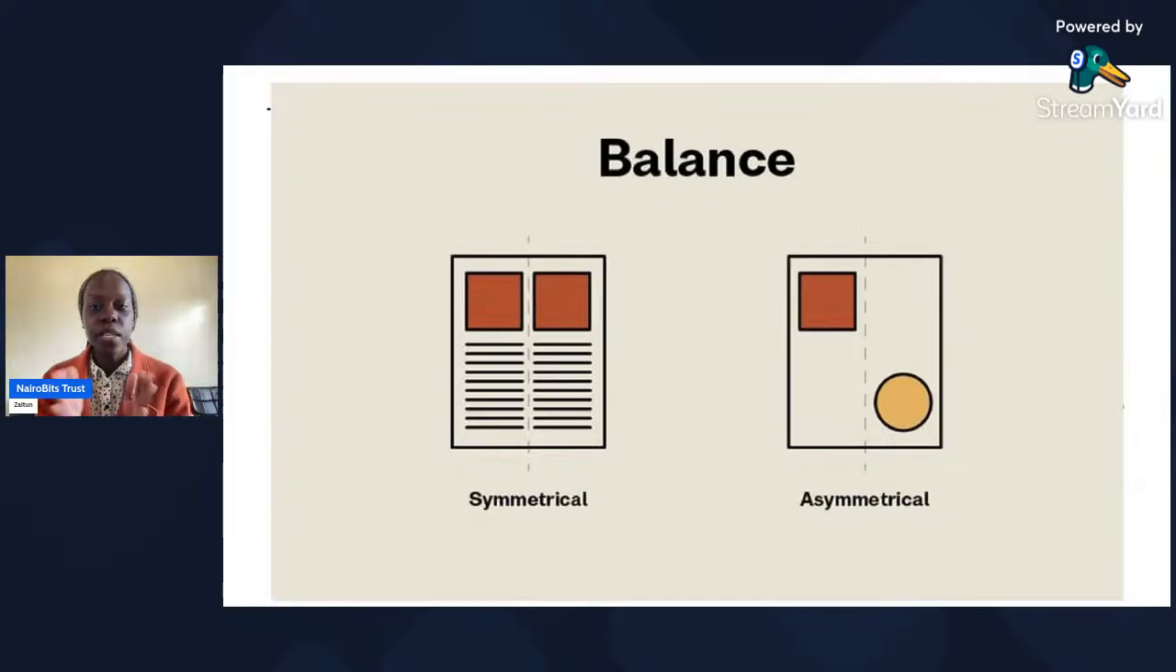Symmetrical is usually where you can cut it in the middle, divide it into half. Asymmetrical is balanced too, but it's not exactly half, but it's still balanced. Most of us, when we start design, usually start with symmetrical, not asymmetrical.